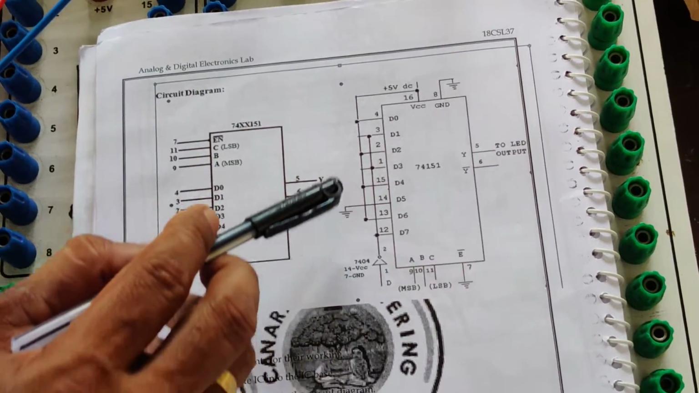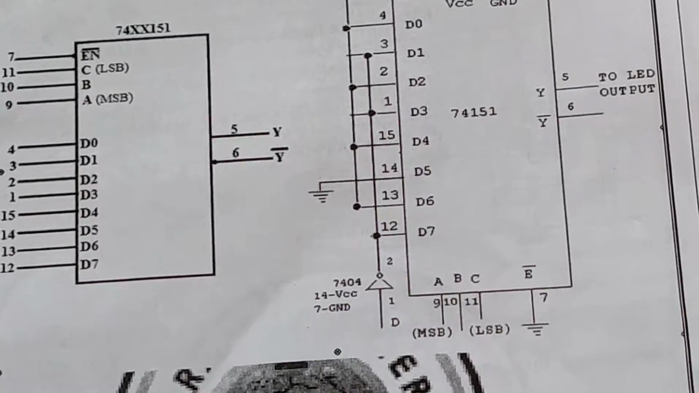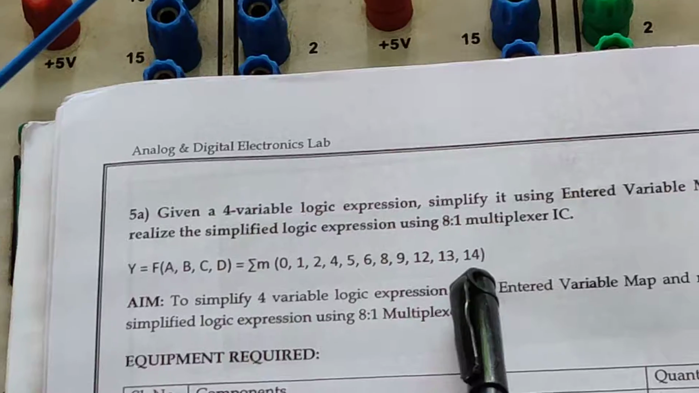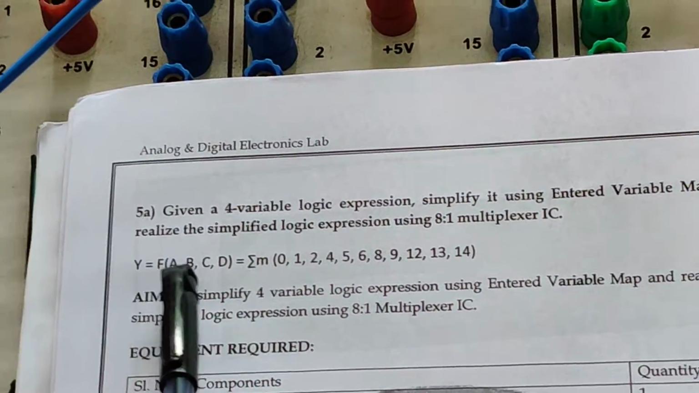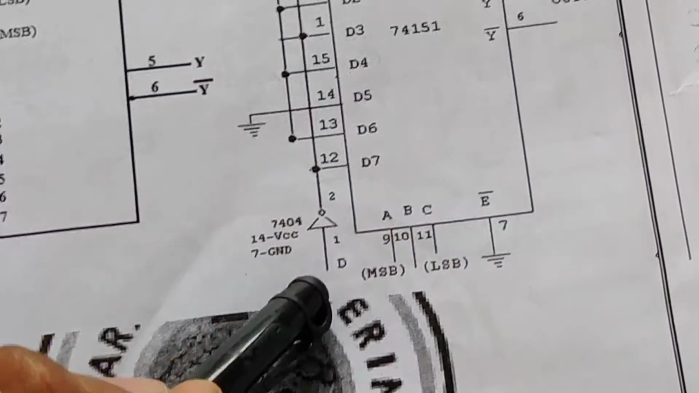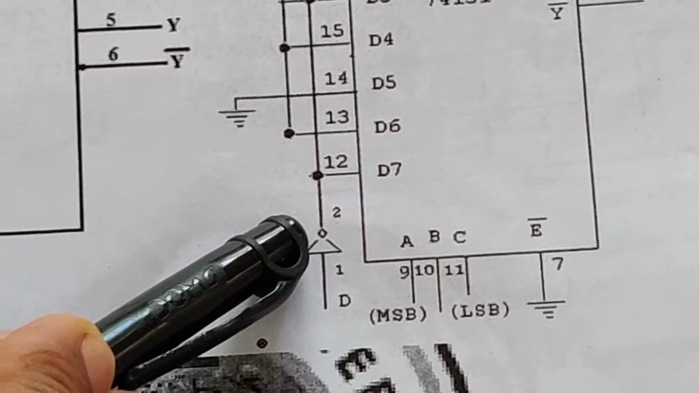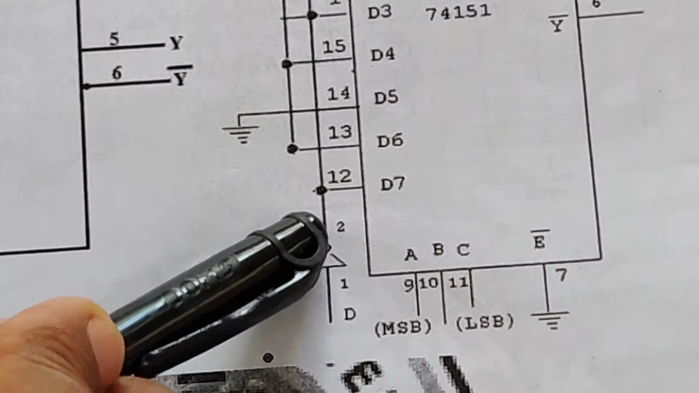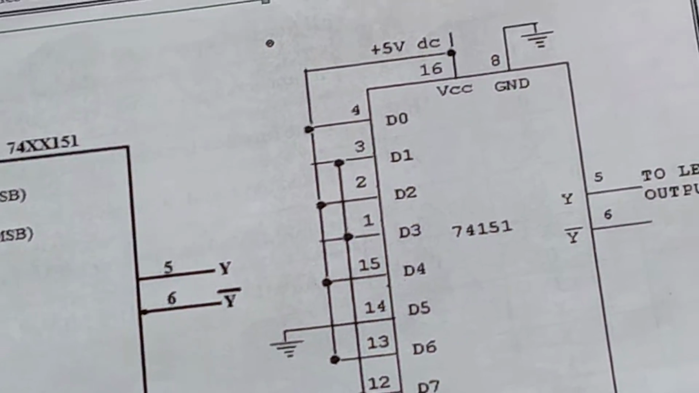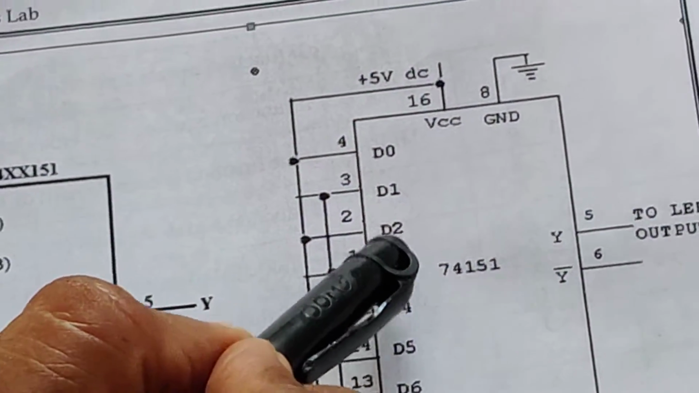Now we will connect the rest of the connections here. You know we have to simplify a 4 variable expression into 3 variable. So in 4 variable you have one more variable D. Here you can see the one more variable D goes through the inverter, and the output of the inverter is connected to the points D7, D3 and D1.